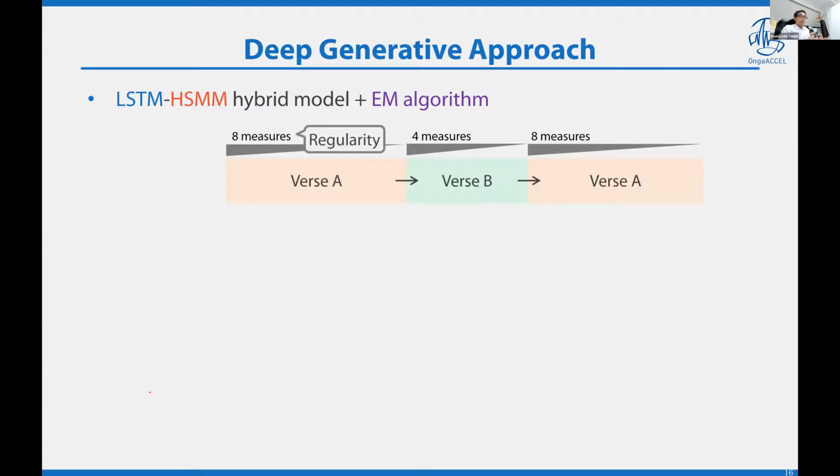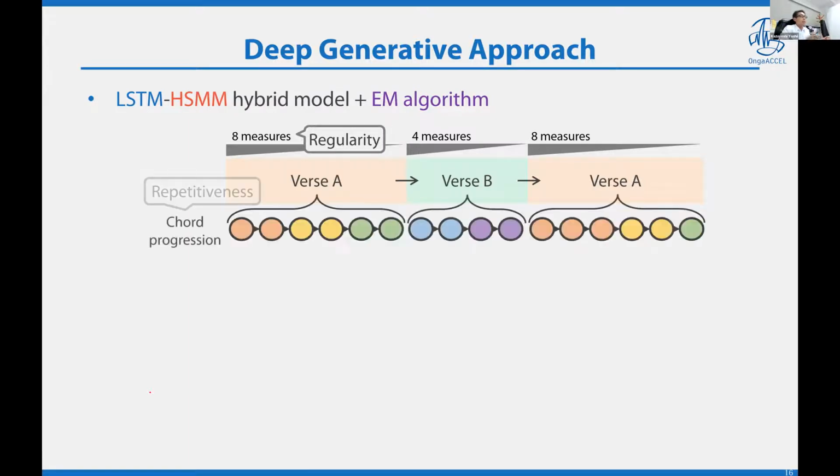So let me explain the generative story of a music signal. Now I'm talking about the generative modeling of a music signal. First, a sequence of sections is stochastically generated according to some Markov model. Here, we want to consider the duration of each section. To do that, we use a hidden semi-Markov model that can explicitly represent the duration of each section. By doing this, we can deal with the regularity characteristics. And then the chord progression is stochastically generated according to the underlying section sequence like this. So here we can consider the repetitiveness.